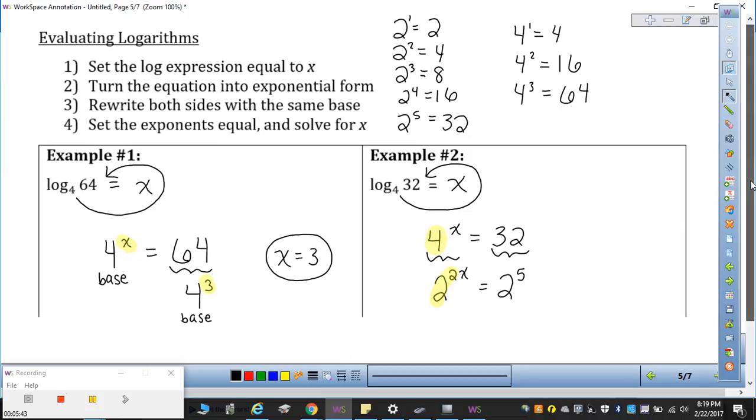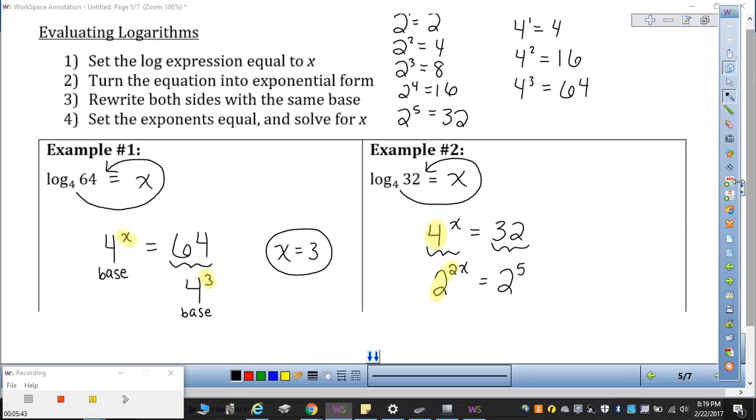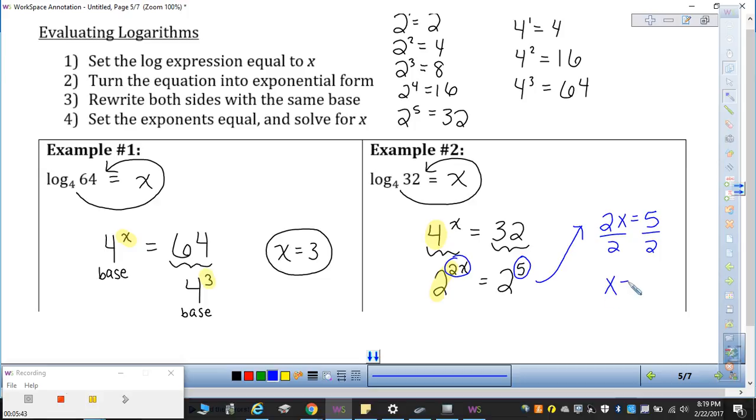Now that we have the same base on both sides, we're going to set the exponents equal and solve for x. If 2 to the 2x equals 2 to the fifth, then we can conclude that 2x equals 5. We can divide both sides by 2 and we can get our final answer. You can leave this in the form of a fraction, or you can write it as a decimal. x would be 5/2 or 2.5.